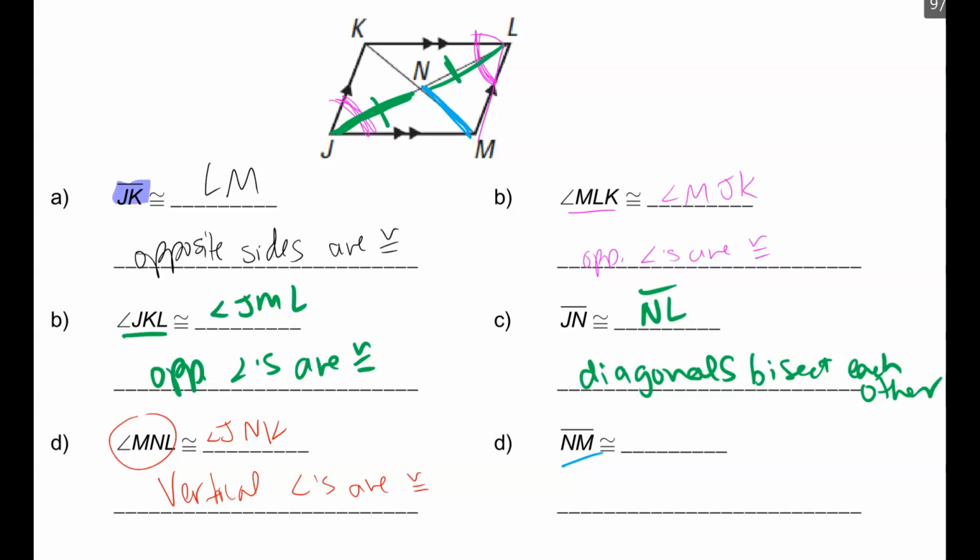All right, last one we have NM. NM is here. Hey, check it out. That means this one must also be congruent to it. So we have KN. And the reasoning is exactly the same. Diagonals in a parallelogram are congruent, right? They bisect each other to make 2 congruent halves. So diagonals bisect each other.